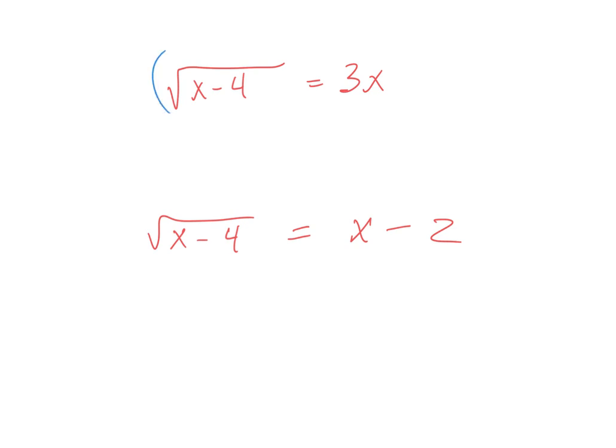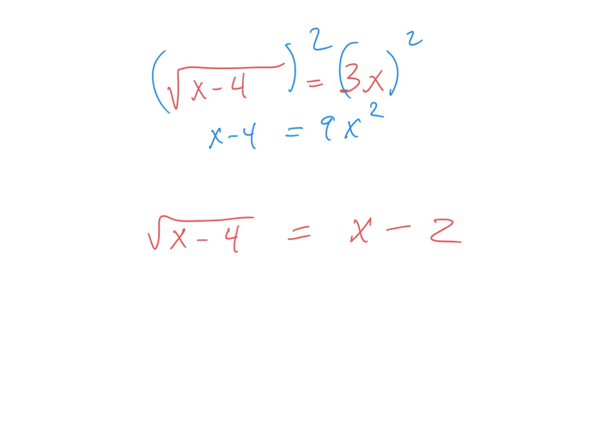If we square both sides, I will have x minus 4 equals 9x squared. 3x times 3x, 3 times 3 is 9, x times x is x squared. Now it doesn't look quite so easy.